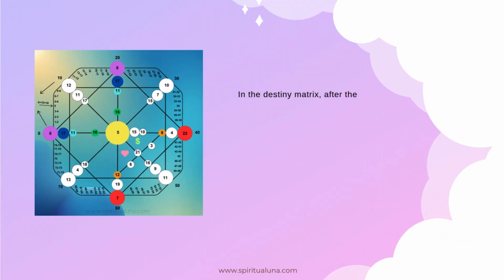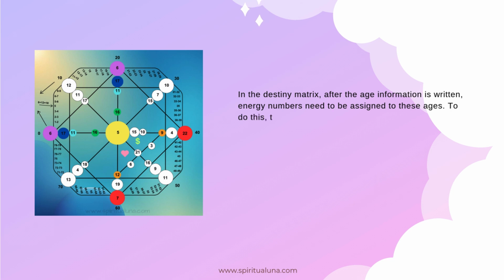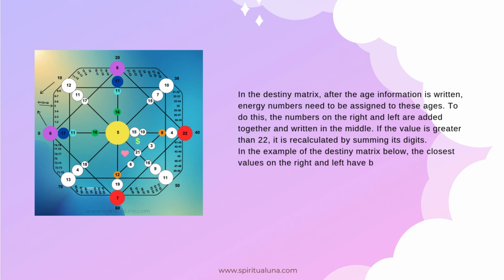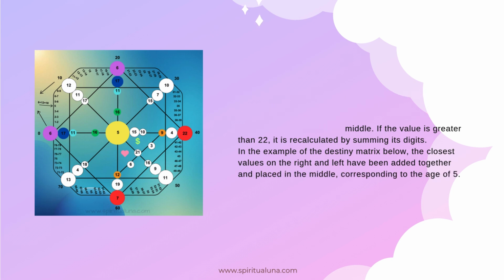In the destiny matrix, after the age information is written, energy numbers need to be assigned to these ages. To do this, the numbers on the right and left are added together and written in the middle. If the value is greater than 22, it is recalculated by summing its digits. In the example of the destiny matrix below, the closest values on the right and left have been added together and placed in the middle, corresponding to the age of 5.